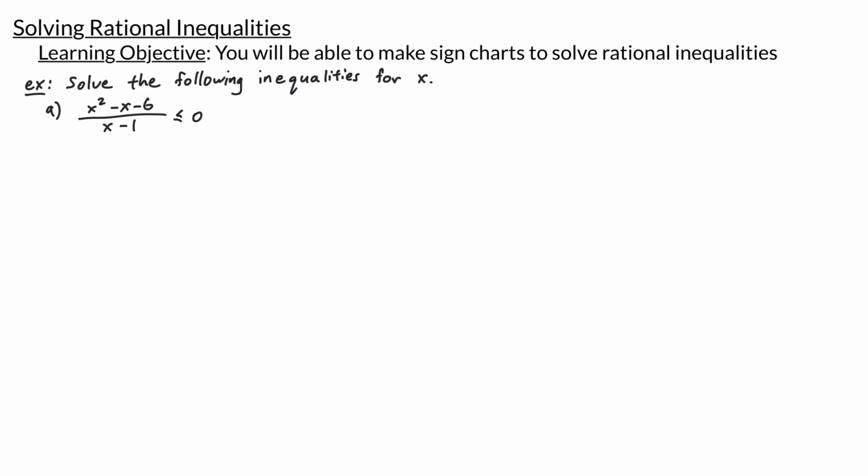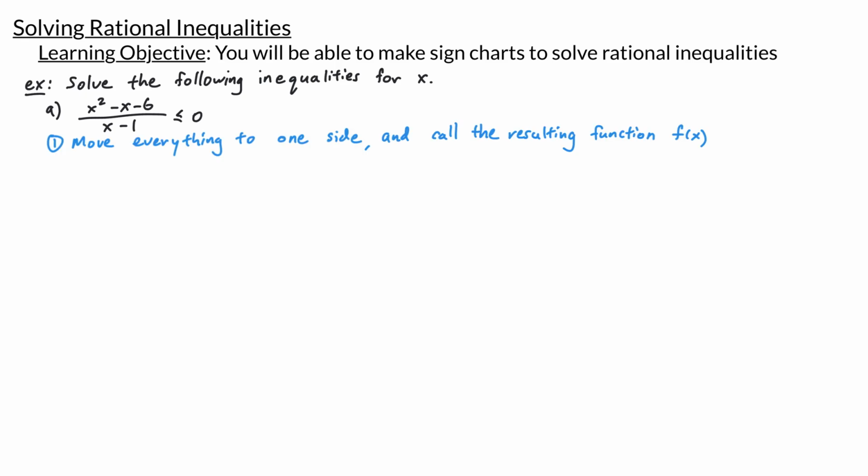In our first example here, we want to solve the inequality x squared minus x minus 6 over x minus 1 is less than or equal to 0. This is a rational inequality because we noticed on the left-hand side here, we have a rational expression. Our procedure for solving these inequalities will be the same as when we solved polynomial inequalities.